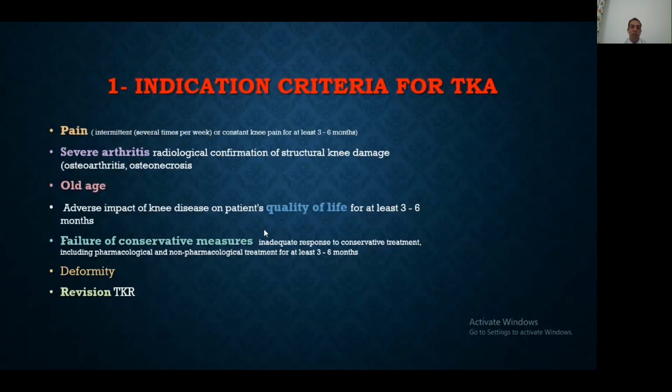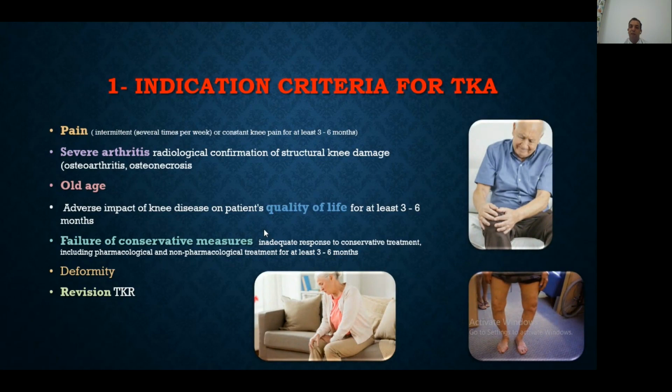Also, one of the indications is deformity of the knee, especially genu varum and sometimes genu valgus. And sometimes it's indicated for revision of total knee replacement or total knee arthroplasty. So we can have pictures of patients with knee pain or knee arthroplasty. It's old age with an arthritic joint and long-term suffering. And in the right lower side of the screen, you can find genu varum of both sides of the knee.